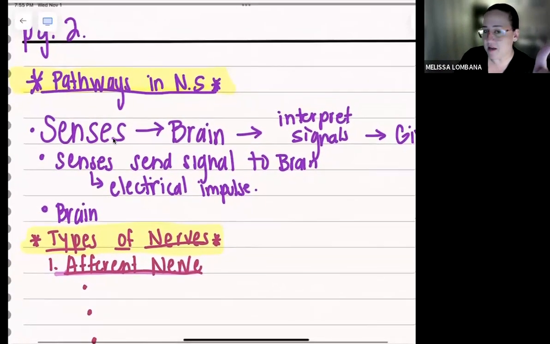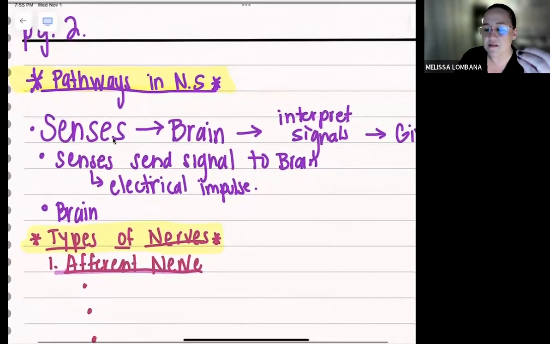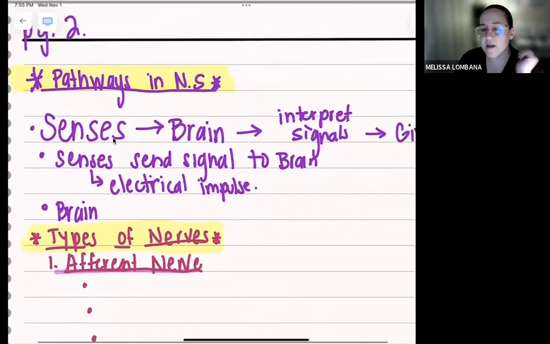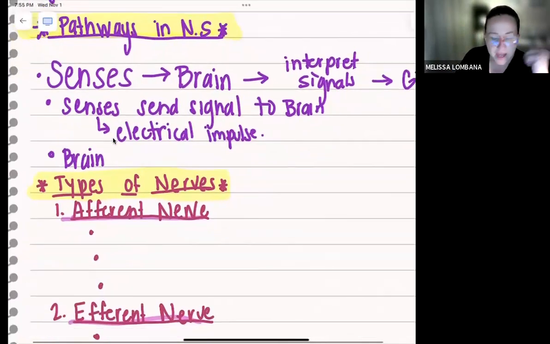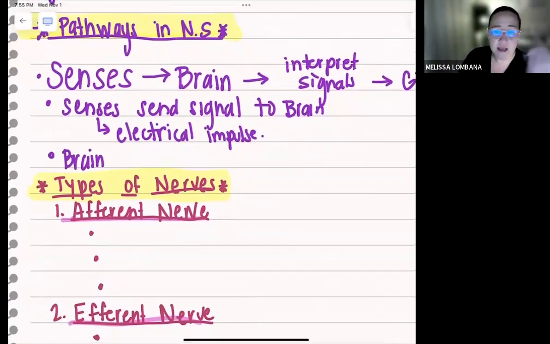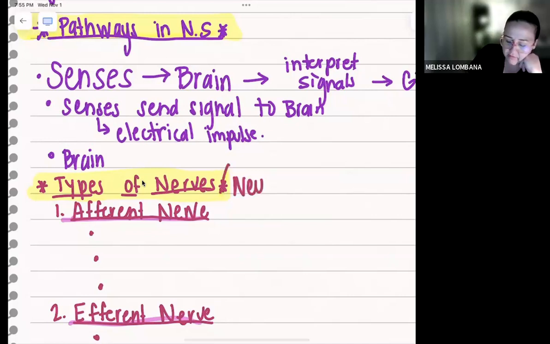So like I've said many, many times, our senses are what tells our brain what is going on in the world. Okay? Now, with that being said, I want you guys to write down here the different types of nerves. Okay? Nerves, or you'll also see it called a neuron. For this class, they're the same.